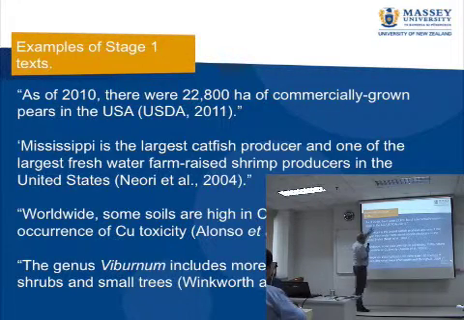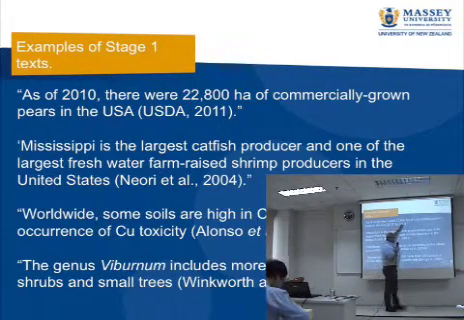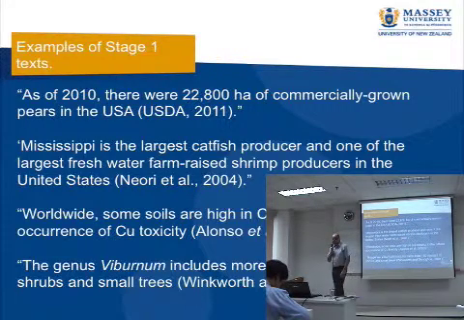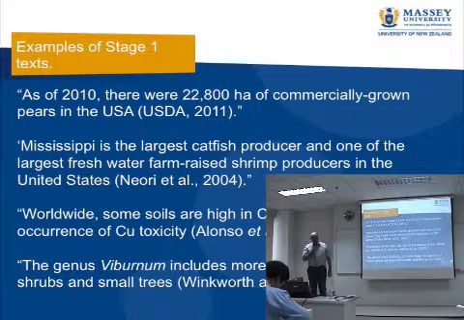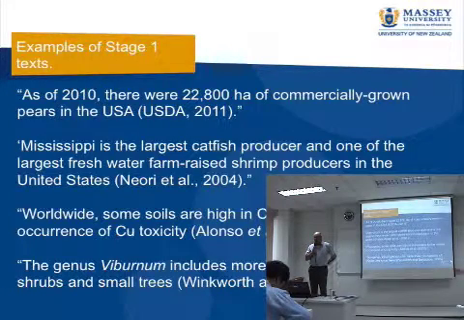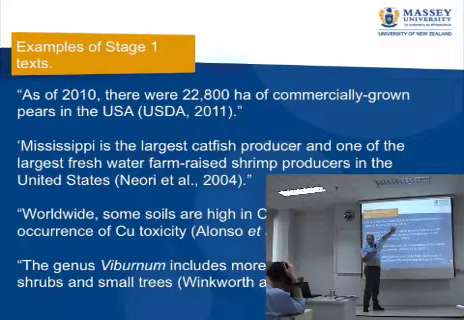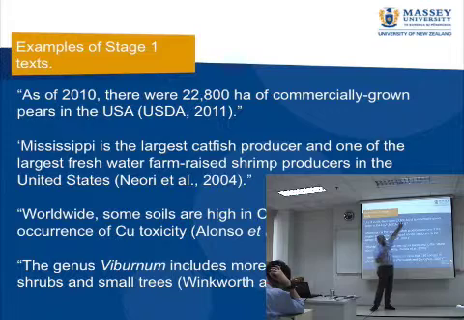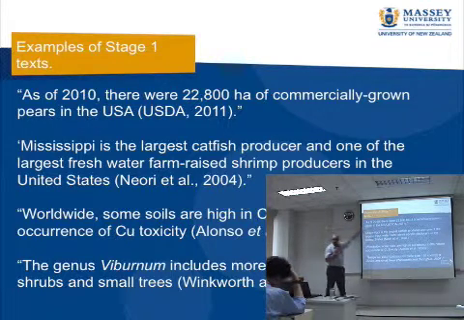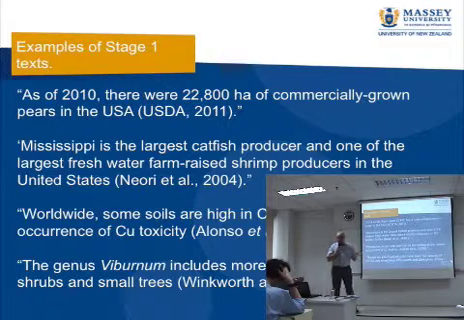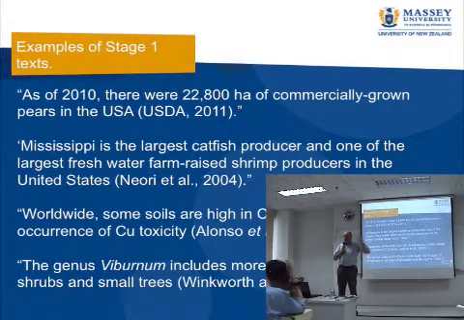As of 2010, there were 22,800 hectares of commercially grown pears in the United States of America (USDA 2011). Nobody's going to argue with that. USDA is a very credible organisation. This is a very exact number and a very defined year. Nobody's going to argue with you. So if you go on the rest of the paper and talk about pears, that's a nice, big, high-level introduction.